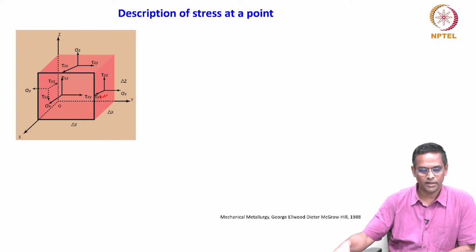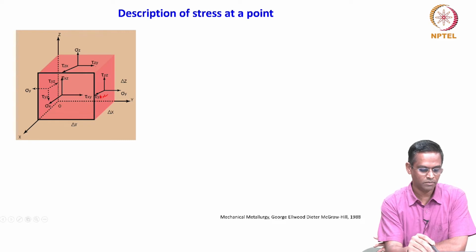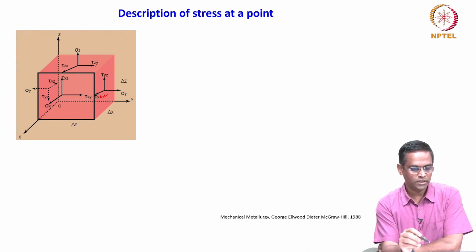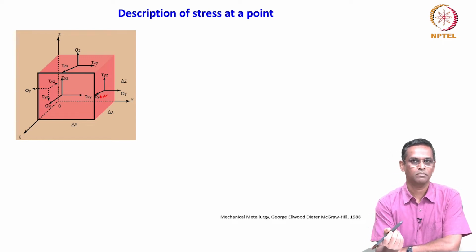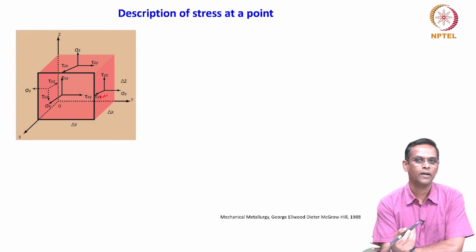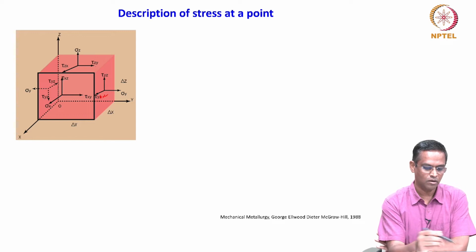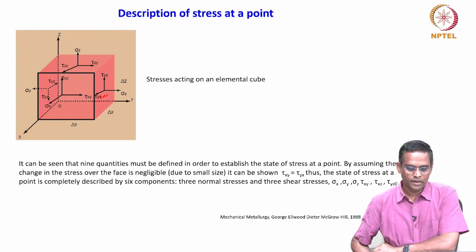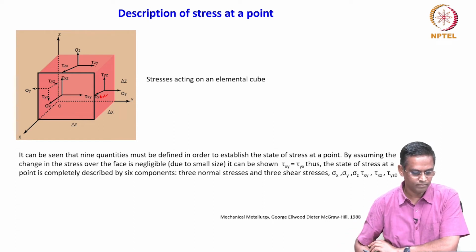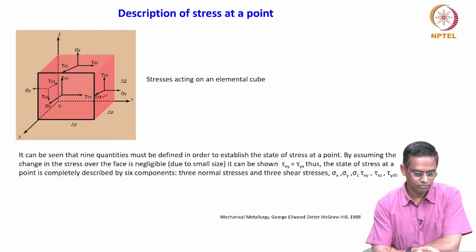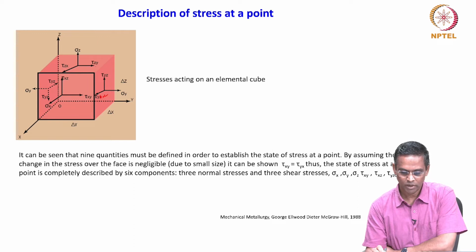But we are talking about the description of a stress at a point. What this diagram suggests is that to describe a stress at a point, you need 9 components of stress. That gives you a clue. If you are interested in the stress at a point, you need a minimum of 9 components. In this geometry, we have taken a cube as a volume element. So 9 quantities must be defined in order to establish the state of stress at a point.